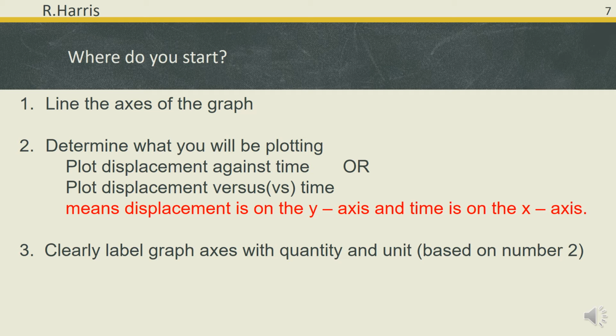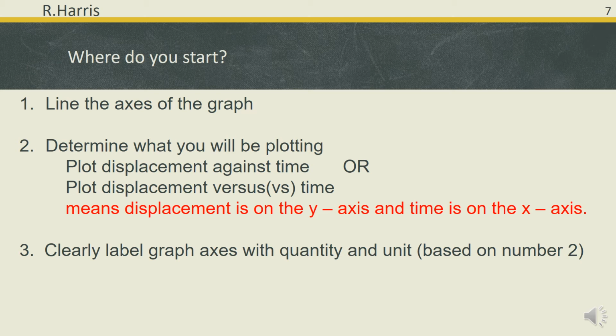The first step is to line the axes of the graph, and that means both your y, which is your vertical axis, as well as your x, which is your horizontal axis. Once you have lined your axes, then you move on to step 2. Step 2 is determining what you have to plot.